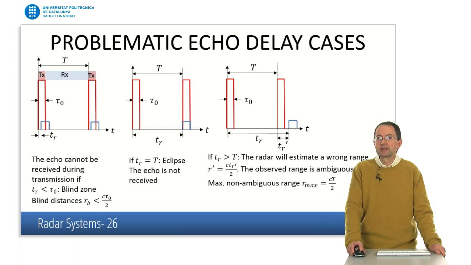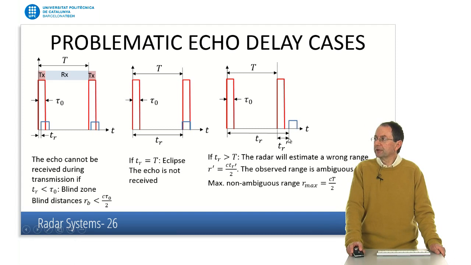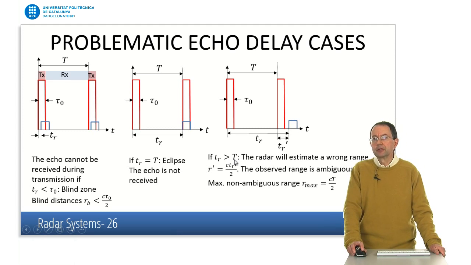What happens if the target is at a higher range? In such a way, the delay is higher than the period of repetition, which is the case we have here at the right. In this case, we have a small problem. The radar will consider the delay with respect to the preceding transmitted pulse. So in general, we are going to estimate a wrong distance, a much shorter distance for this target. If the delay is higher than the pulse repetition period, we have an ambiguity problem.